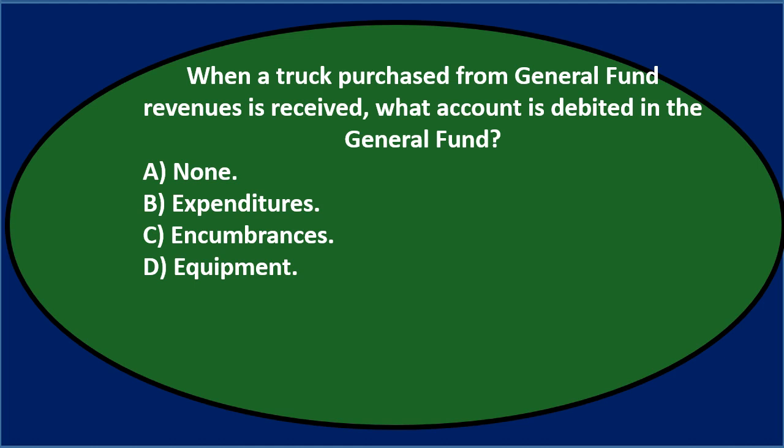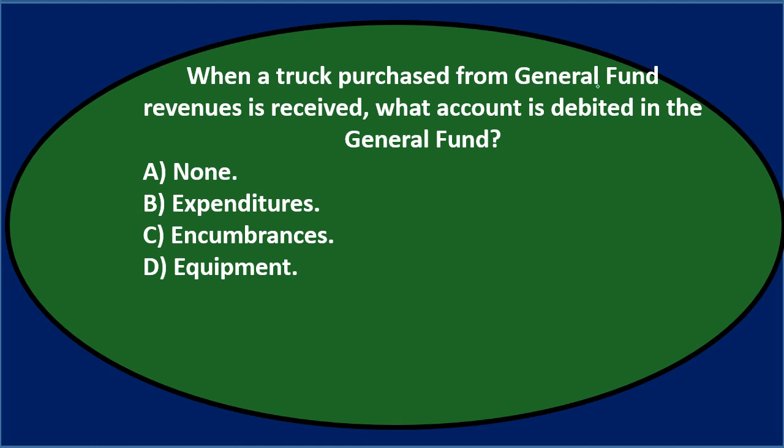Let's go through this again using the process of elimination. When a truck is purchased from the general fund, revenue is received, what account is debited in the general fund? Now, note we've got a truck. We've received the truck at this point in time, and we're talking about the general fund. Normally, if we bought a truck, we would debit a capital asset, property, plant, and equipment, or equipment, and it would be a balance sheet account.